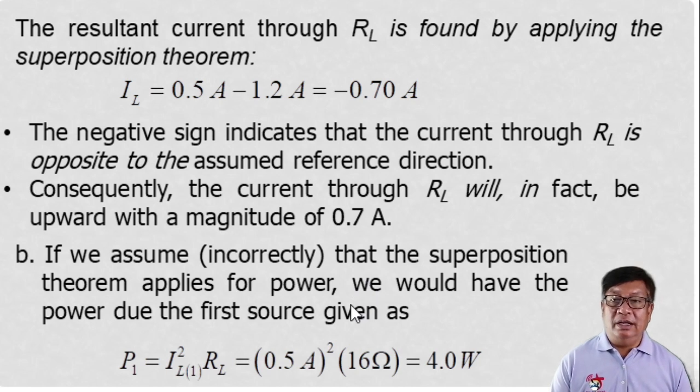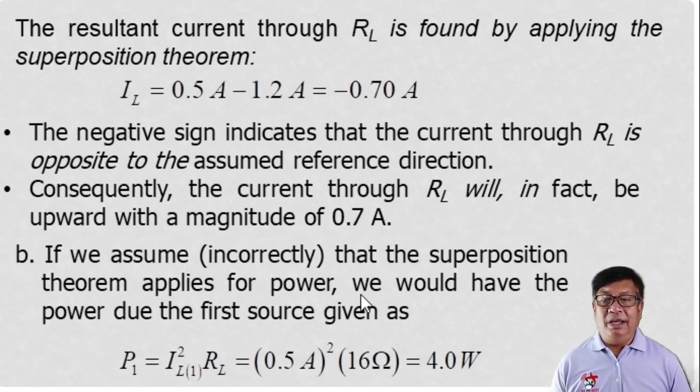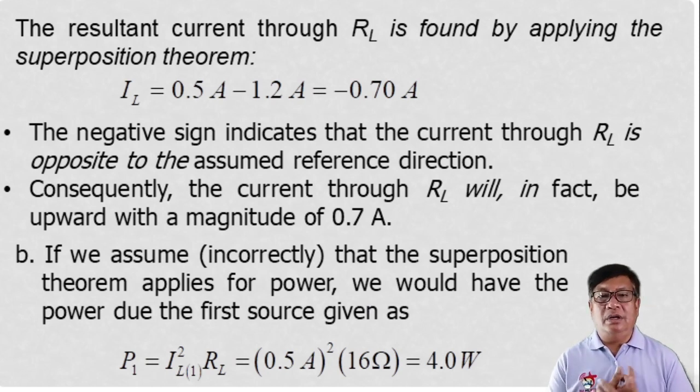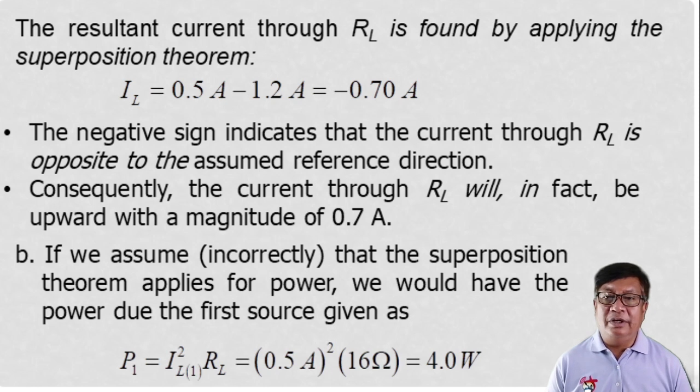Now, if we assume incorrectly that the superposition theorem applies for power, meaning we inadvertently assume it can be applied to power, then what is the formula of power? That is I squared R. For the first solution using the voltage source, P sub 1 is equal to I sub L1 squared times R sub L. The load current in the first solution is 0.5 squared, multiplied by the load resistance of 16. More or less, P sub 1 is approximately equal to 4.0 watts.